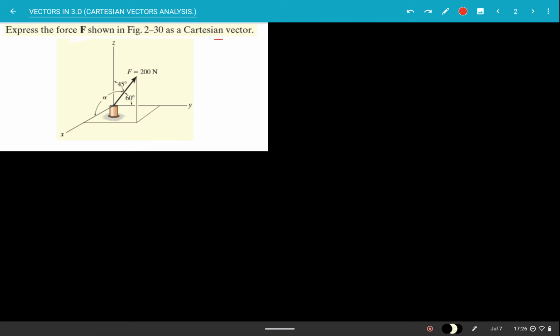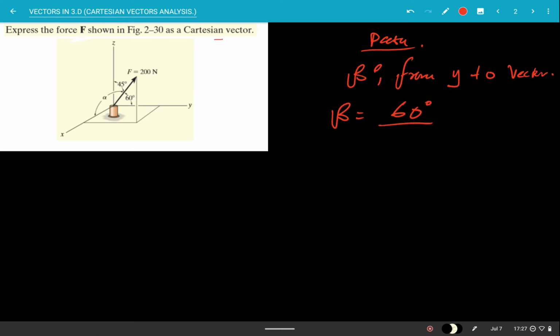Now you need to remember that beta will span from the y to the vector given. So in this case, what is our beta? We're saying from the y-axis to the vector given, you're having that angle, which is what? 60 degrees. Then you need to know that alpha will span from x to the vector given. So remember that.